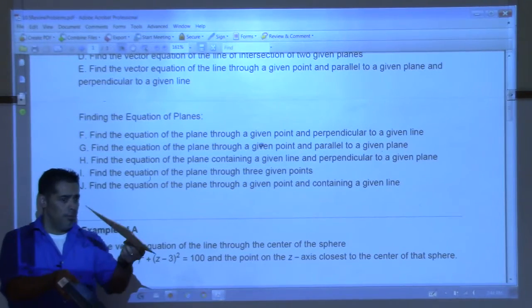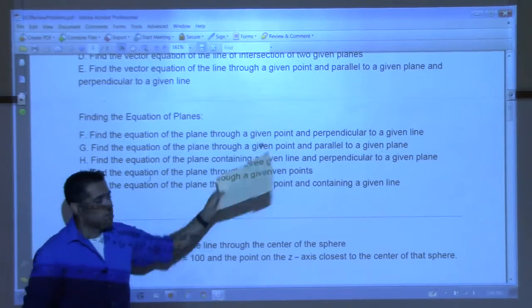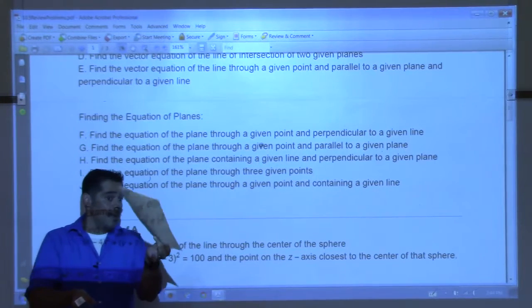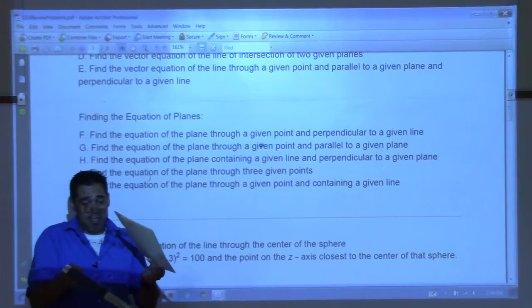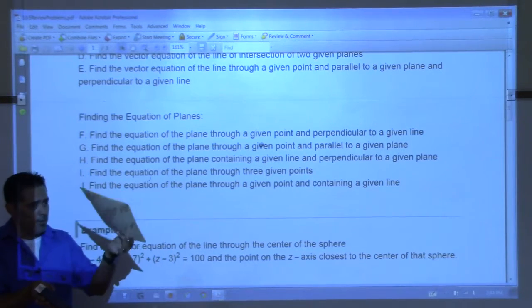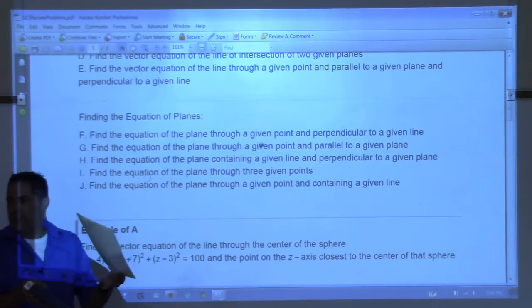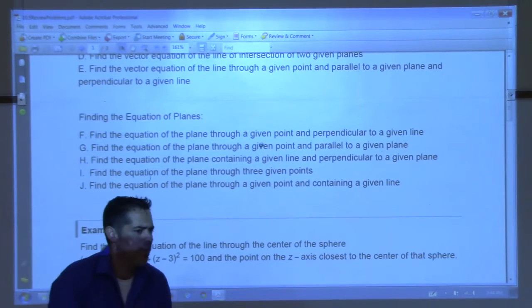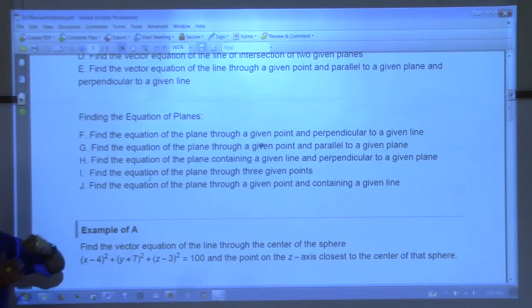So I already give you the point, right? So all you need is what? The normal vector for this plane. But you have to be parallel to this given plane. So what can you use for the normal for this? The same normal as that plane, right? And you're done. So that one is, I think, a little easier to visualize, yeah?